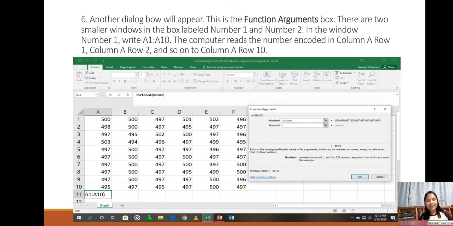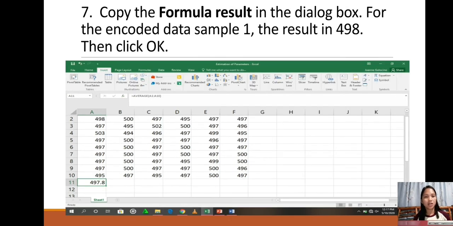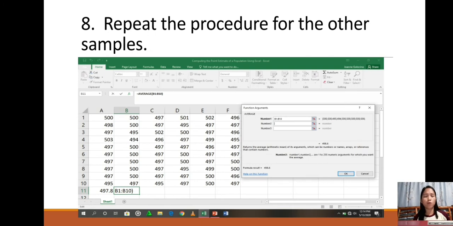After clicking average, there is a function argument box that will appear. So you will write A1 to A10. After that, click OK, and you will get the mean, which is 497.8. Then you will follow steps 1 to 7 to get the mean for the second sample until the last sample. You just have to repeat the procedure for the other samples.